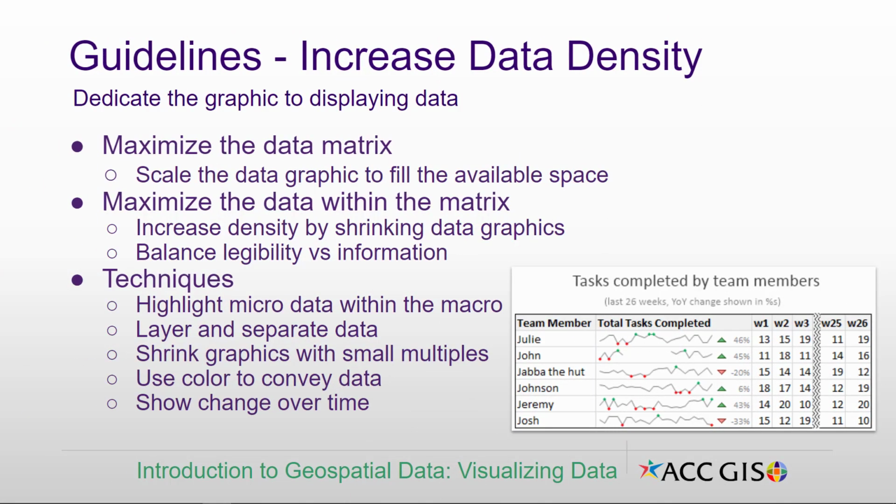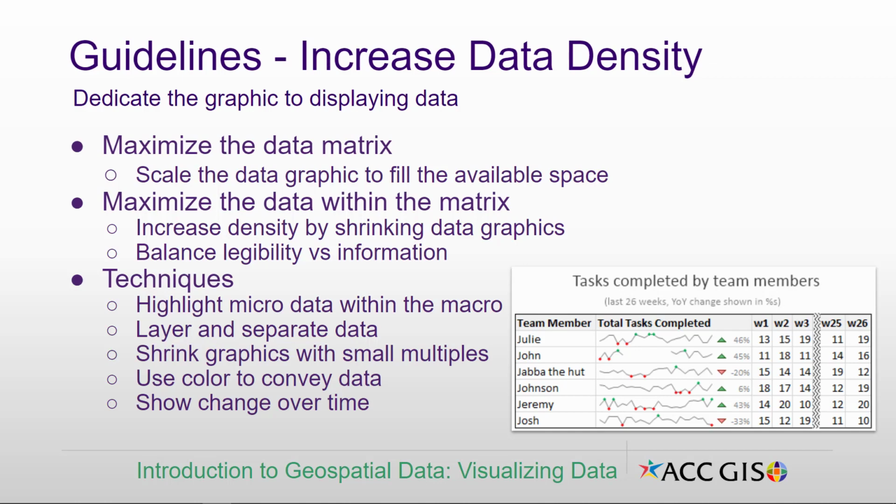So some techniques for increasing data density include highlighting the microdata with the macro. And if we look at our graphic on the right, we can see that the macro is the trend line. That's the gray line that we can see from week 1 to week 26. And then the micro data are the individual data points that show the highs and lows in productivity, the red and the green dots. And so I can at a glance see, for example, that Julie had a slow start but has been productive ever since. And Josh has been kind of inconsistent and has in the last few months been relatively unproductive.